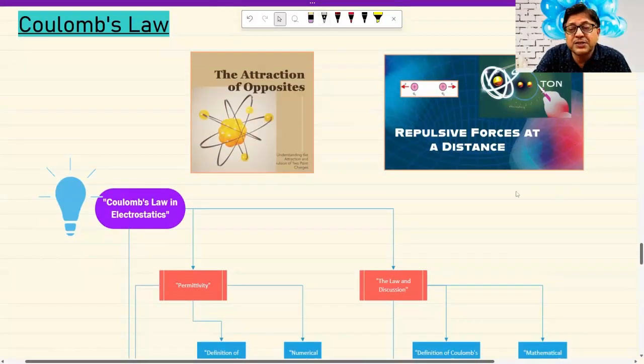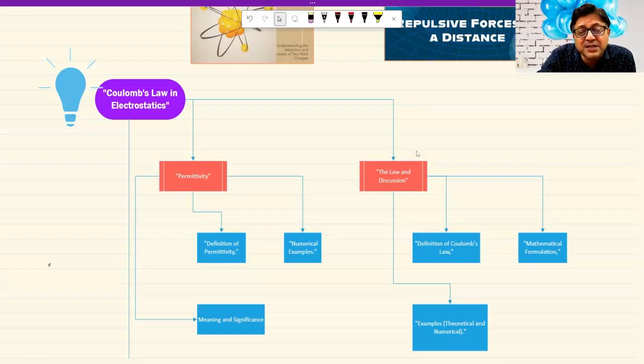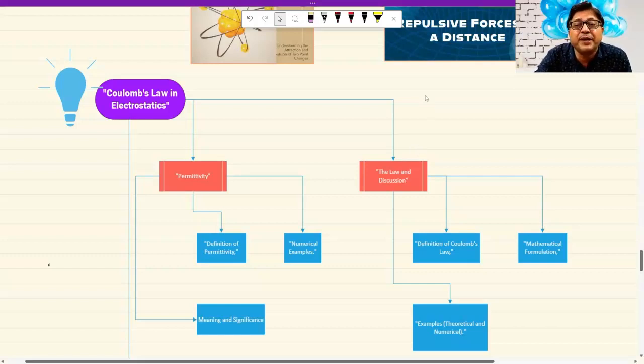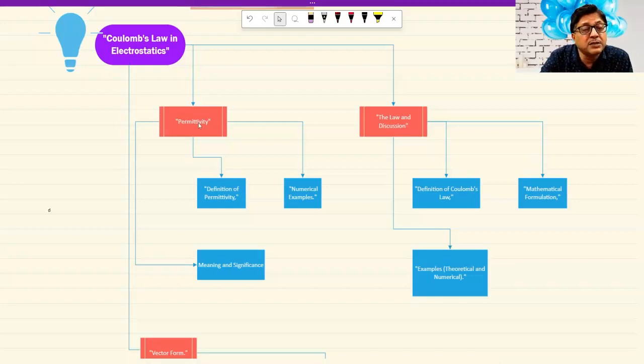When you study Coulomb's law in electrostatics, there are a few important terms, and I will tell you what we are going to do. It may not be completed in this class, but in the next session I will come with the remaining topics. Coulomb's law and its discussion will definitely be there: the definition of Coulomb's law, its mathematical formulation, and some simple theoretical and numerical examples. Then there is a term, permittivity, that we will also learn. It may not be possible in today's class, but it will definitely come in the next class with the concept of permittivity.